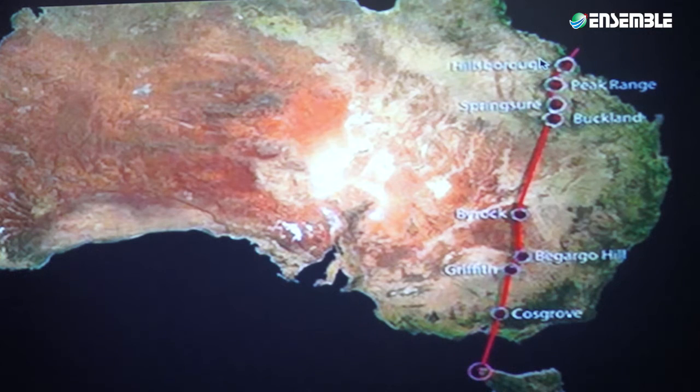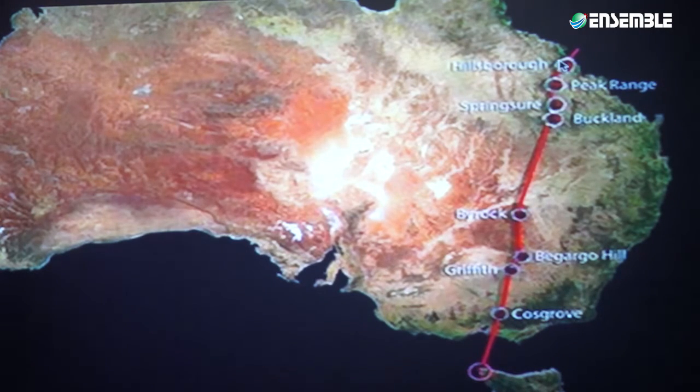Now, taking a look at this map of Australia, it begins all the way from Hillsborough, Peak Range, Springsure, Buckland, Brisbane, then Bega Hills. That's where exactly is Cosgrove, and that is going to be Tasmania. That's towards the north of Tasmania; all along this zone you're going to find a series of dead volcanoes and dead cones. Of course, these are dead cones, and it is very evident. One can find it on the surface.